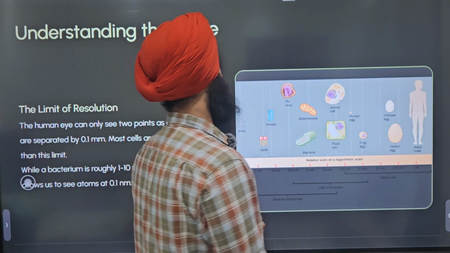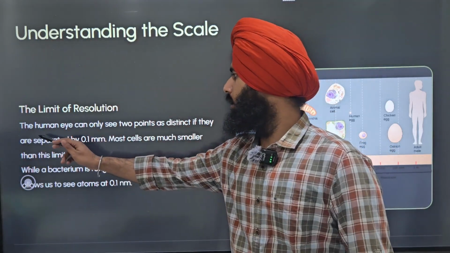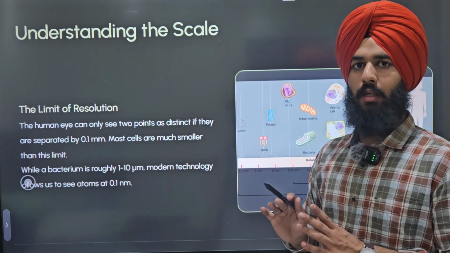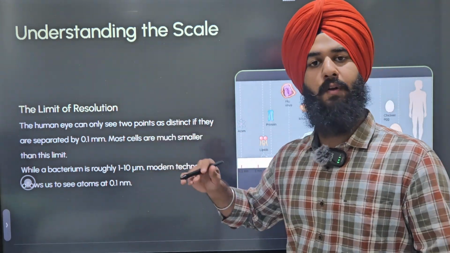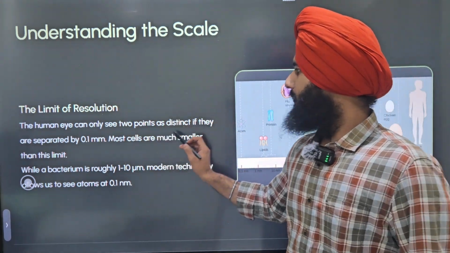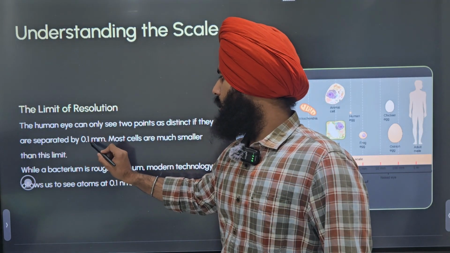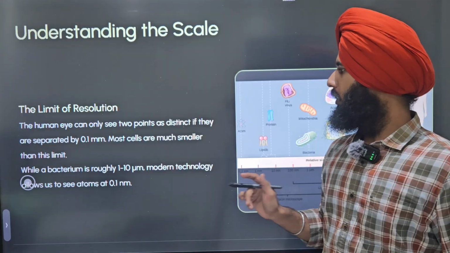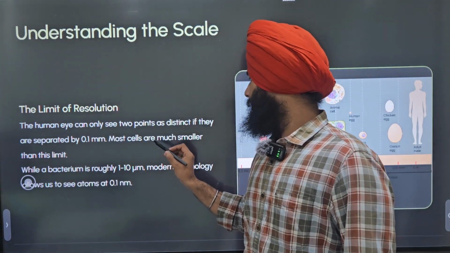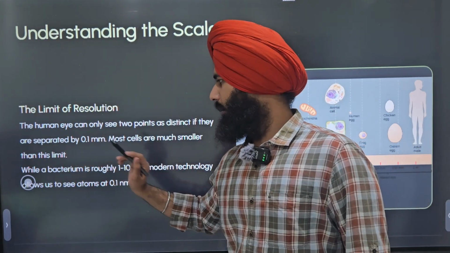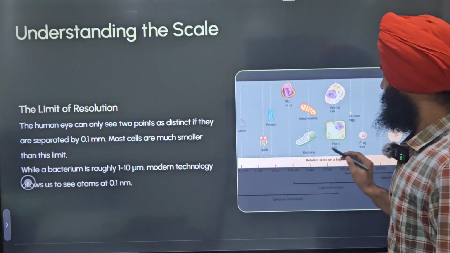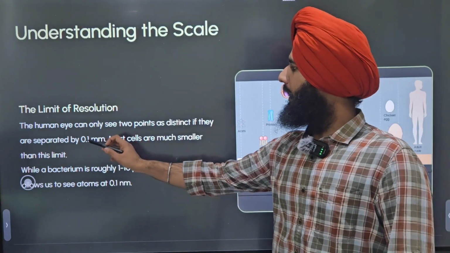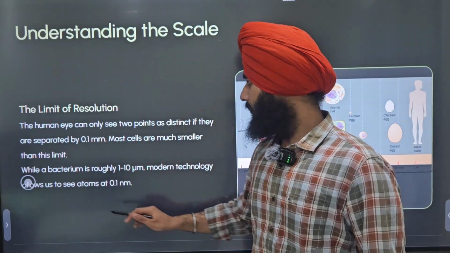So I have discussed this, the limit of resolution. A human eye can see only 2 points as distinct. So human eyes can only see 2 points as different points if they are separated by at least 0.1 millimeter. Most cells are much smaller than this limit. So most of the animal cells or plant cells are much closer together than 0.1 millimeter.